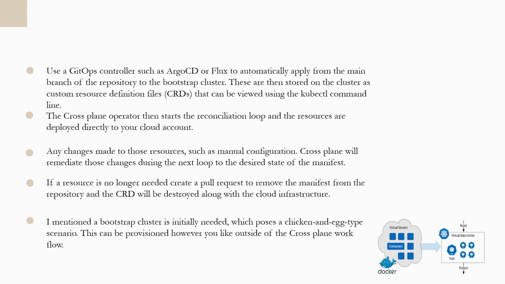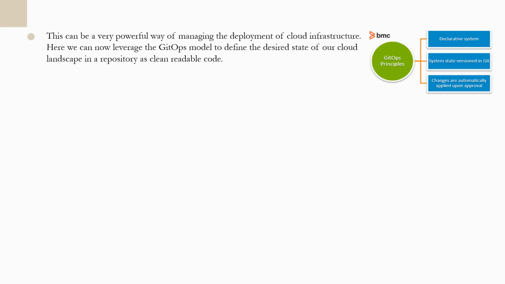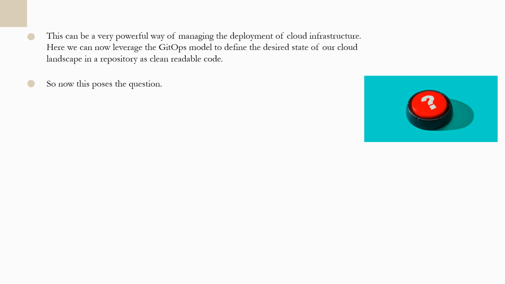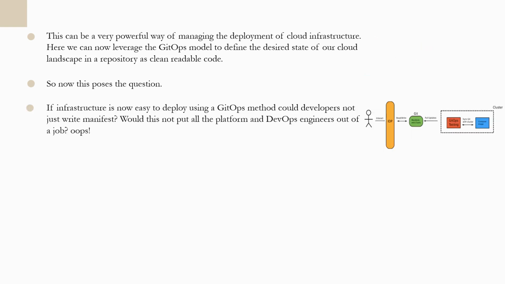I mentioned a bootstrap cluster is initially needed, which poses a chicken and egg type scenario. This can be provisioned however you like outside the Crossplane workflow. This can be a very powerful way of managing the deployment of cloud infrastructure. Here, we can now leverage the GitOps model to define the desired state of our cloud landscape in a repository as clean, readable code.